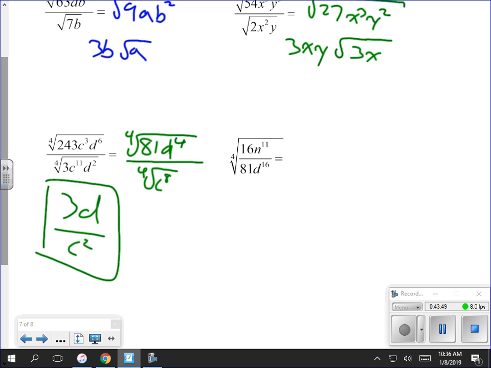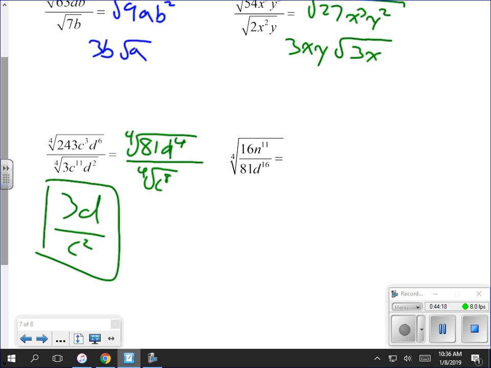And the last one, well, 81 and 16 don't reduce. Okay? In 11, I have n and I have d. I can't do anything with the variables either. But if I look, I go, oh, wait a minute. 16 is a perfect fourth root. 81 is a perfect fourth root. D to the 16th is a perfect fourth root. I'm just taking the fourth root of everything as it stands.